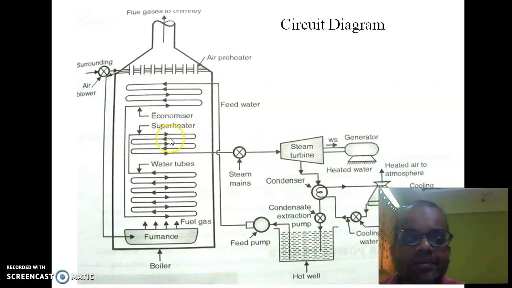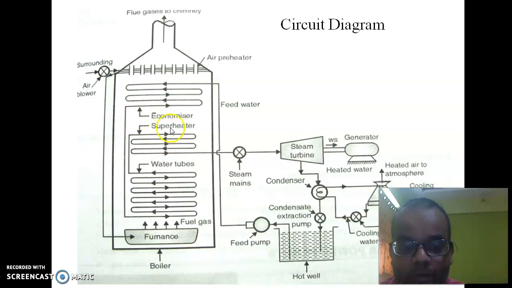Here in the boiler you can see these components: economizer, superheater, air preheater. These are nothing but the accessories. Accessories means the equipment which is used to increase the efficiency. I am again emphasizing: accessories are the equipment used to increase the efficiency of a boiler.